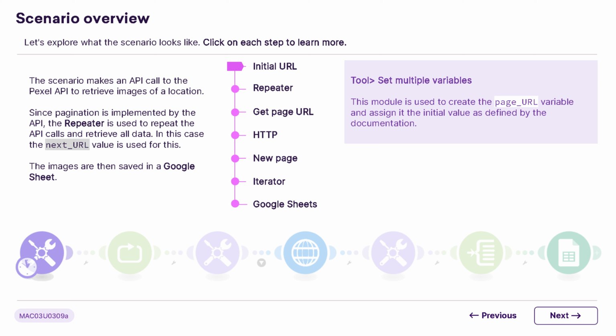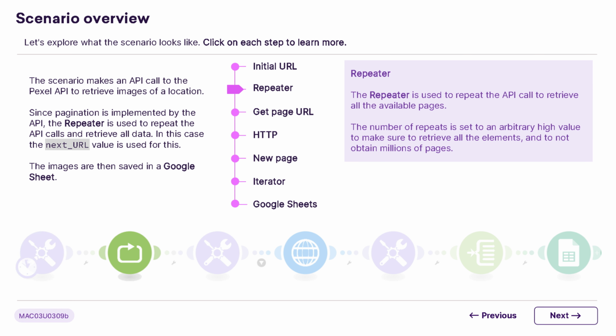Once we've collected the images, they are saved into a Google Sheet for easy access and management. Additionally, a tool is used to set multiple variables. This step is crucial as it initializes the page_URL variable based on the guidelines in the documentation. By setting these parameters, we ensure our process runs smoothly and data is accurately retrieved and stored.